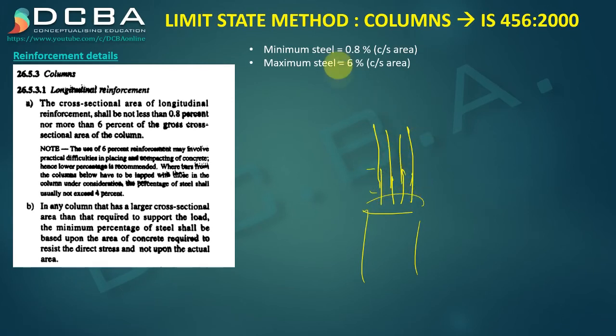And in such a case, if you are considering 6% reinforcement already here in this top column, when it is going to be lapped, that reinforcement will again increase. It will become more than 6%. So that would be like chaos while concreting. Correct? So in such a case, this 6% criterion need not be followed.